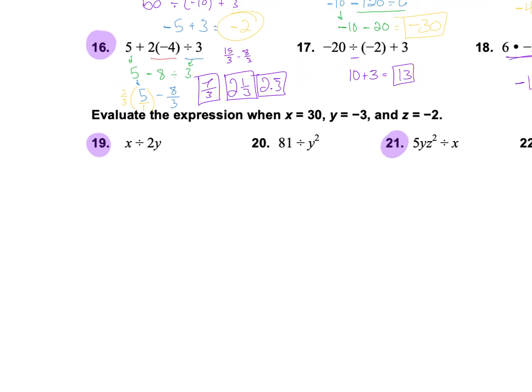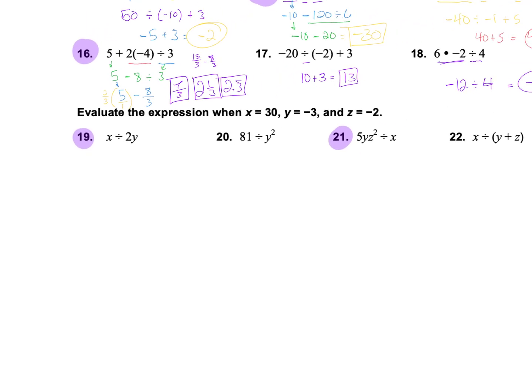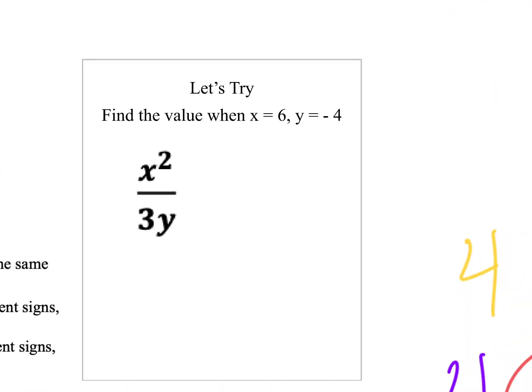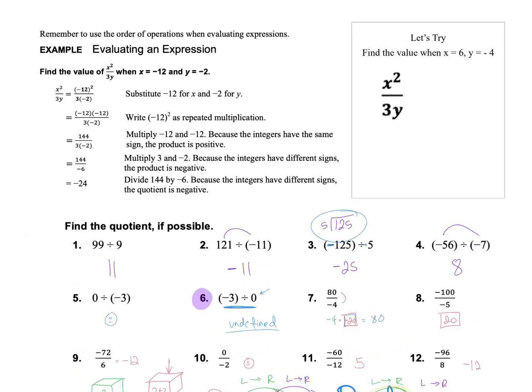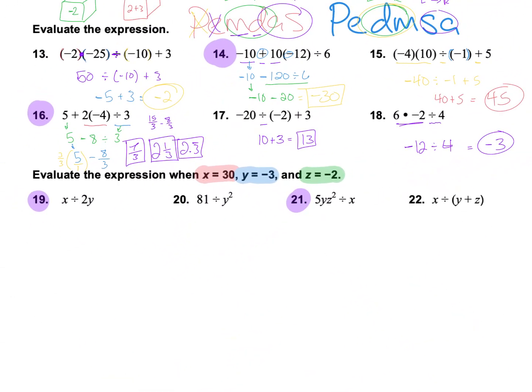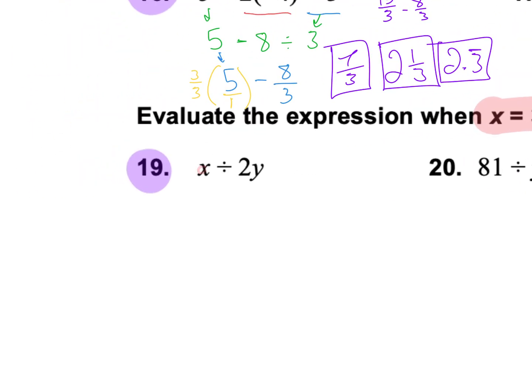Evaluate the expression when, and this is important, when x is 30, when y is negative 3, and when z is negative 2. Some people got confused because they remembered us trying this, and they thought they should do that. No, you didn't need to do that. You need to plug in wherever you see an x. Let's do this. Whenever you see an x, you plug in 30. So it's going to look like this, 30.